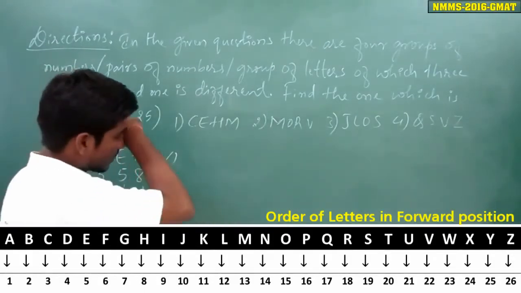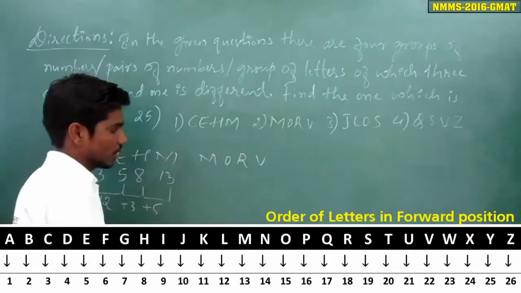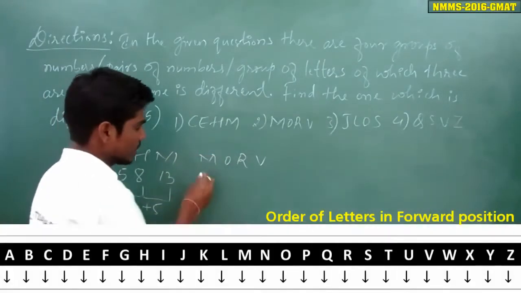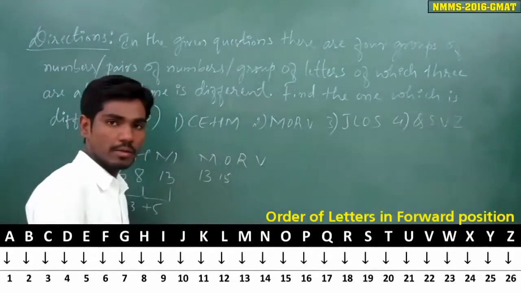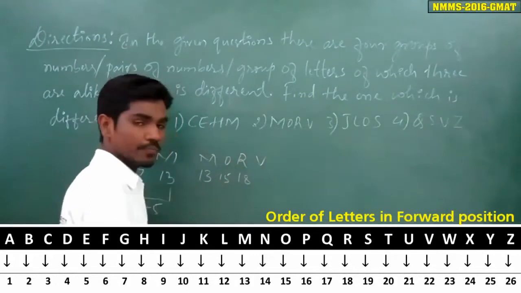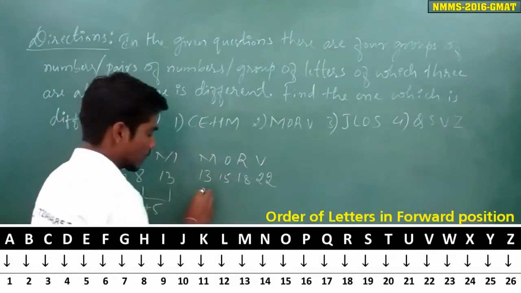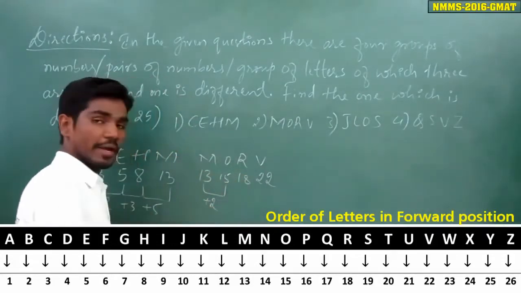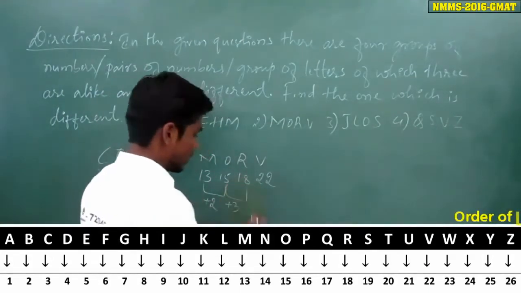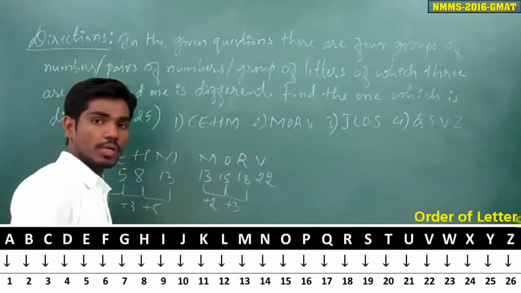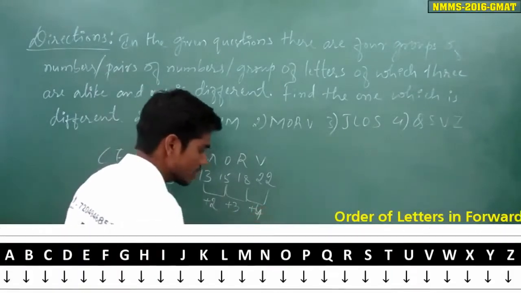Okay. Now consider MORV. Let me write the positions. The position of letter M is 13. Position of O is 15. Position of R is 18. Position of V is 22. Now to get 15 from 13, I have to add 2. To get 18 from 15, I have to add 3. Now to get 22 from 18, I need to add 4.